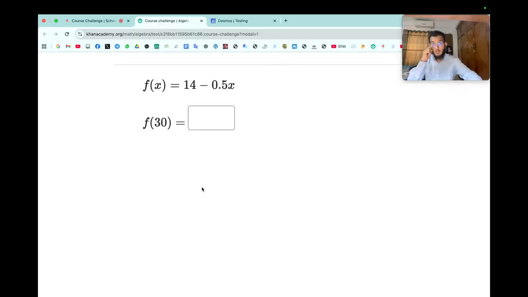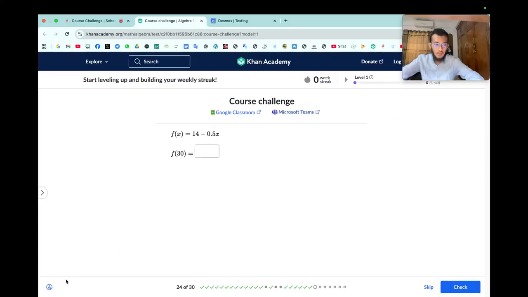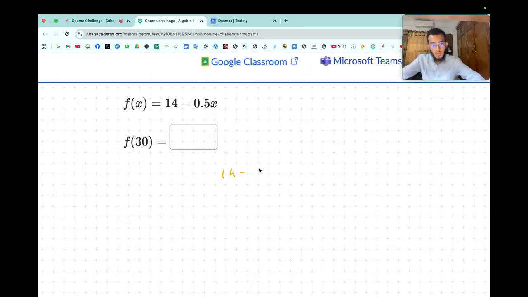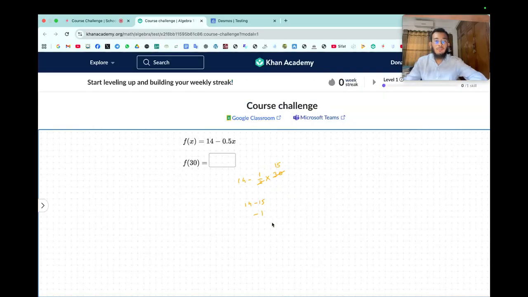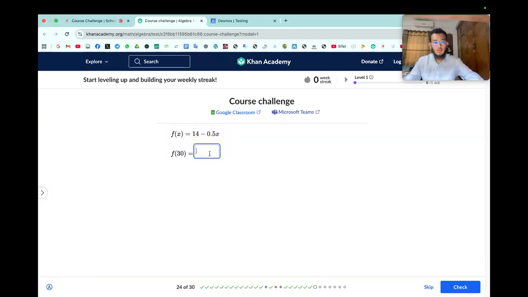Okay, so f(x) equals 14 minus 0.5 times x, and we have to find f(30). Just plug in 30 here. So 14 minus 0.5 is half of 30, and we cancel out 2 with 30, we have 15. So 14 minus 15 is just minus 1. Okay, so this will be minus 1.